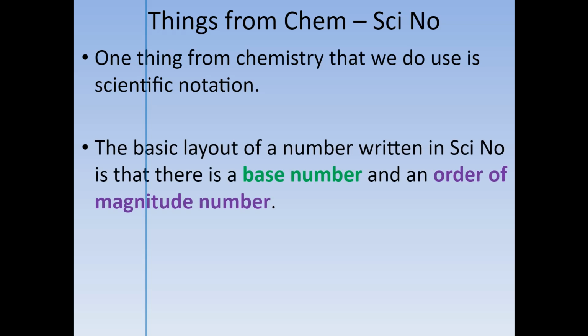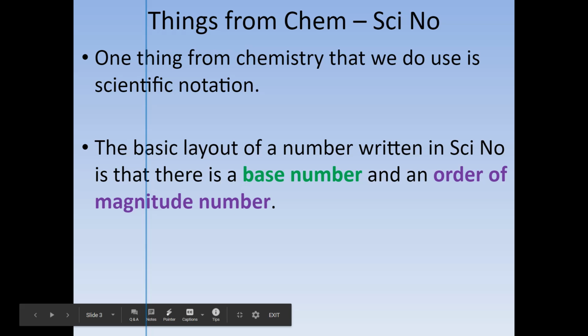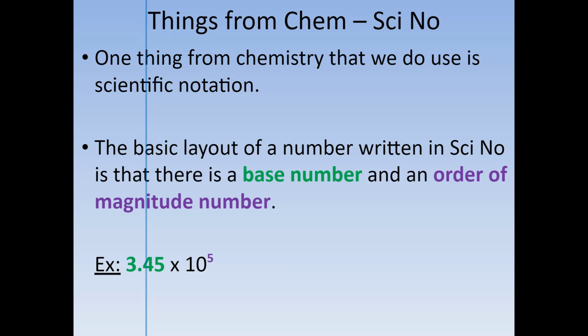All right. Now, one of the things that we do use from chemistry is the concept of scientific notation. So that whole idea of taking a number that is either too big or too small and writing it in a much nicer way. As you should know, in scientific notation, there are two important numbers. There's a base number and then an order of magnitude number. A good example of a number in scientific notation is something like this: 3.45 times 10 to the fifth. The 3.45 is your base number, and the 5 is what's called the order of magnitude number.